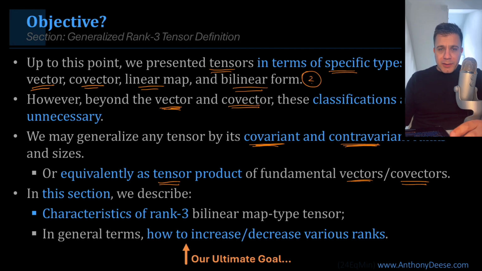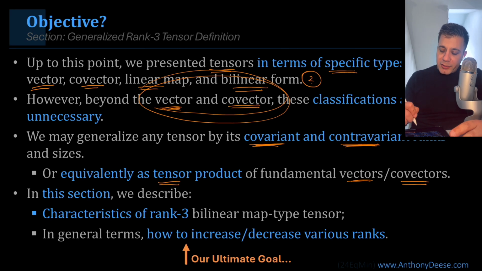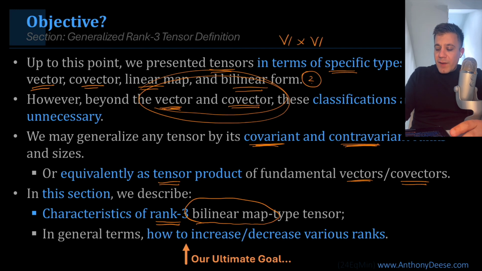So in short, all of our tensors are really just different combinations of vectors and covectors, and that's the reason why I call these two the most fundamental. So in this section, we're going to describe the characteristics of our rank 3 tensor, which we could call a bilinear map, right? It could be a bilinear map because it is accepting two vector inputs and generating a single vector. So this makes it a map, and this makes it bilinear.